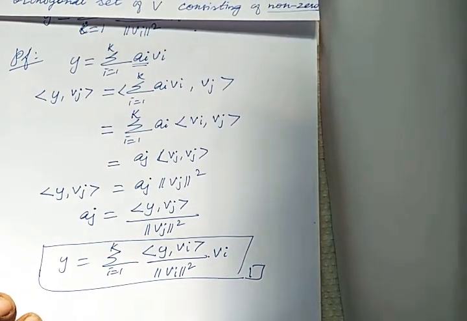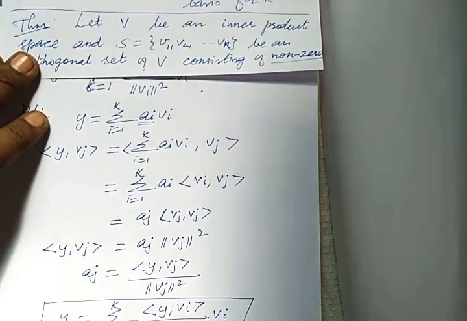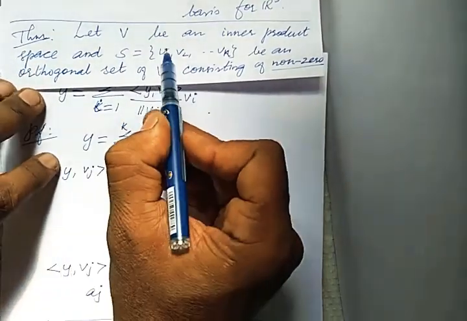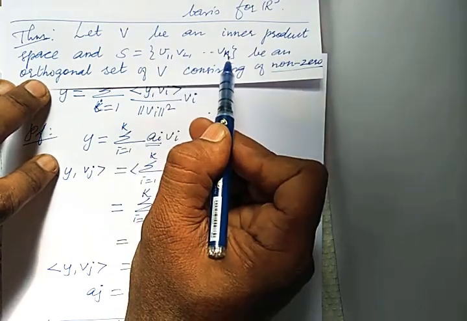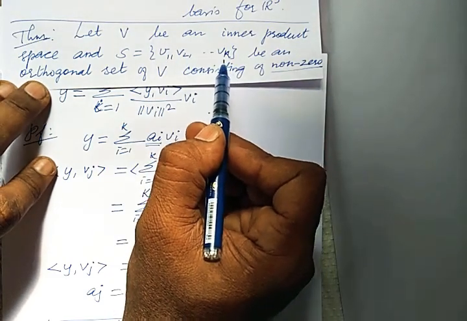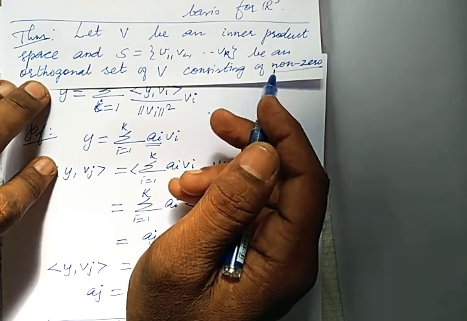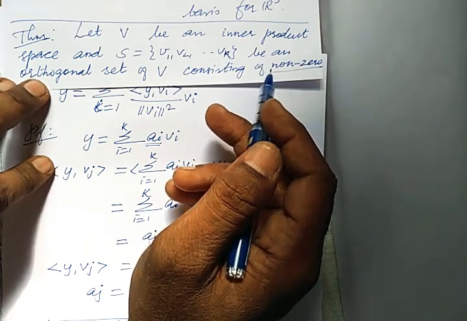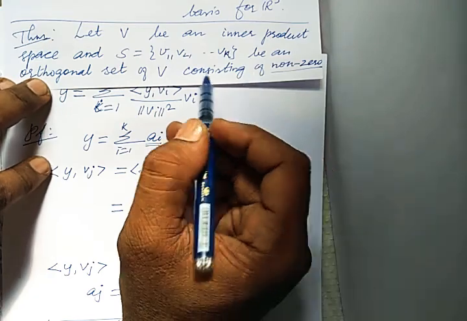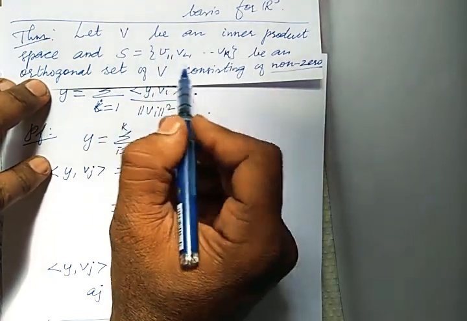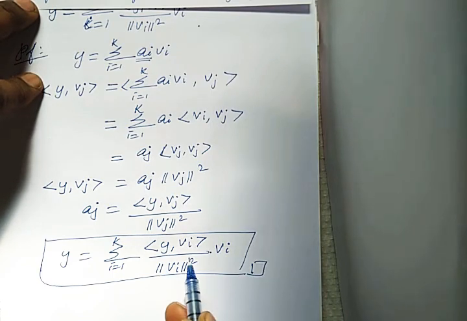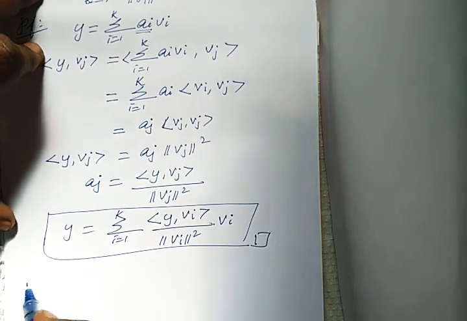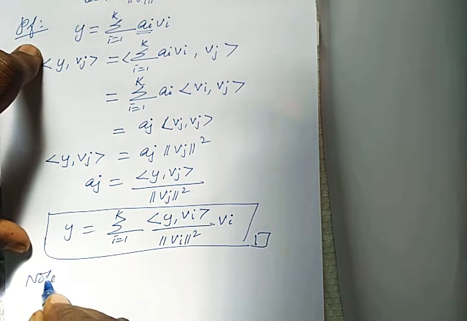Okay, let us see one more thing. Suppose here, listen, this is an orthonormal set. An orthonormal set cannot contain the zero vector because the zero vector is not a unit vector. So suppose it is an orthonormal set, then this denominator will be 1 only.